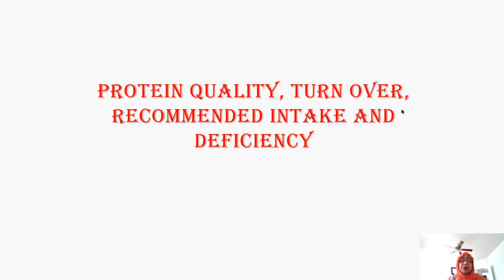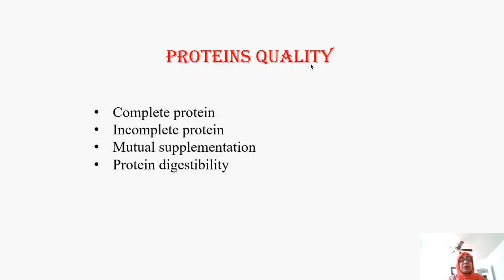Now we need to move to the quality of proteins, turnover, recommended intake, and deficiency. We're going to see each case by itself. So the protein quality. Normally the animal proteins are sufficient. They have all the 20 amino acids, and if you're eating animal proteins, you should be able to get all the amino acids that are required for protein synthesis. So we don't have any issues with animal proteins.